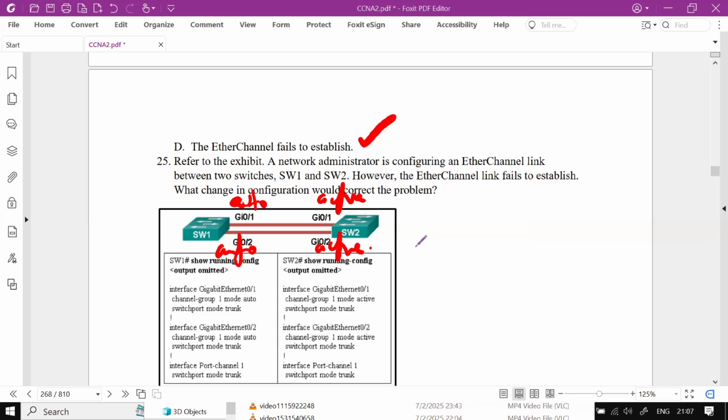Can we not have a link established, an EtherChannel established? If we have one party listening and one party negotiating, we can. But why can we not here?